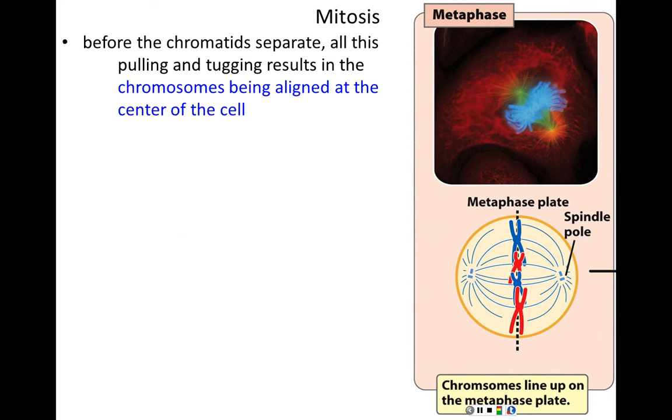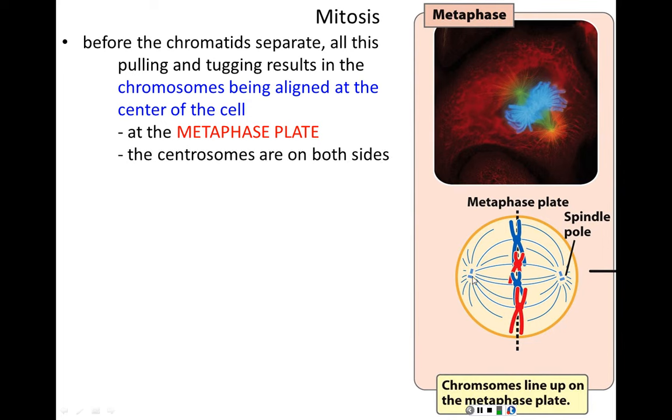Before the sister chromatids separate, so they're still held together by cohesin, all of this pulling and tugging, all of this tug of war, results in each of the 46 chromosomes being neatly and orderly aligned at the very center of the cell. And they are aligned, what we say, head to toe or head to foot. They are single file, as shown in this diagram, single file across the entire center of the cell. We call this cell center, this line which the chromosomes are lined up on, the metaphasic plate, or the metaphase plate.